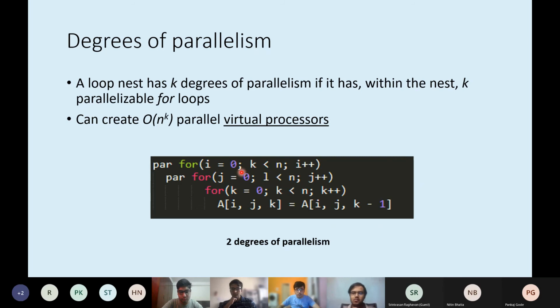In this given example, it's a three loop depth nest. We can see that the first two loops are parallelizable because for different values of i and j, for these different values of the tuple, we do not have any dependency in the loop, but we have dependencies for different values of k. So now we can parallelize both of these outer loops, and that's why we have 2 degrees of parallelism in this example.